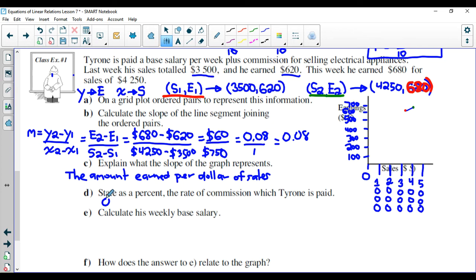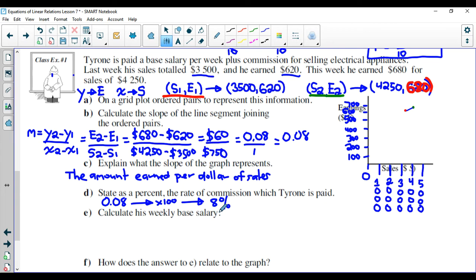Okay, D, state as a percent the rate of commission this person is paid. Well, this is the amount of commission he's making as a decimal. So it's $0.08 in earnings per dollar of sales. If I want to convert this into a percentage, all I need to do is multiply the decimal by 100. And then what we get here is 8%. 8% is the rate of the commission.